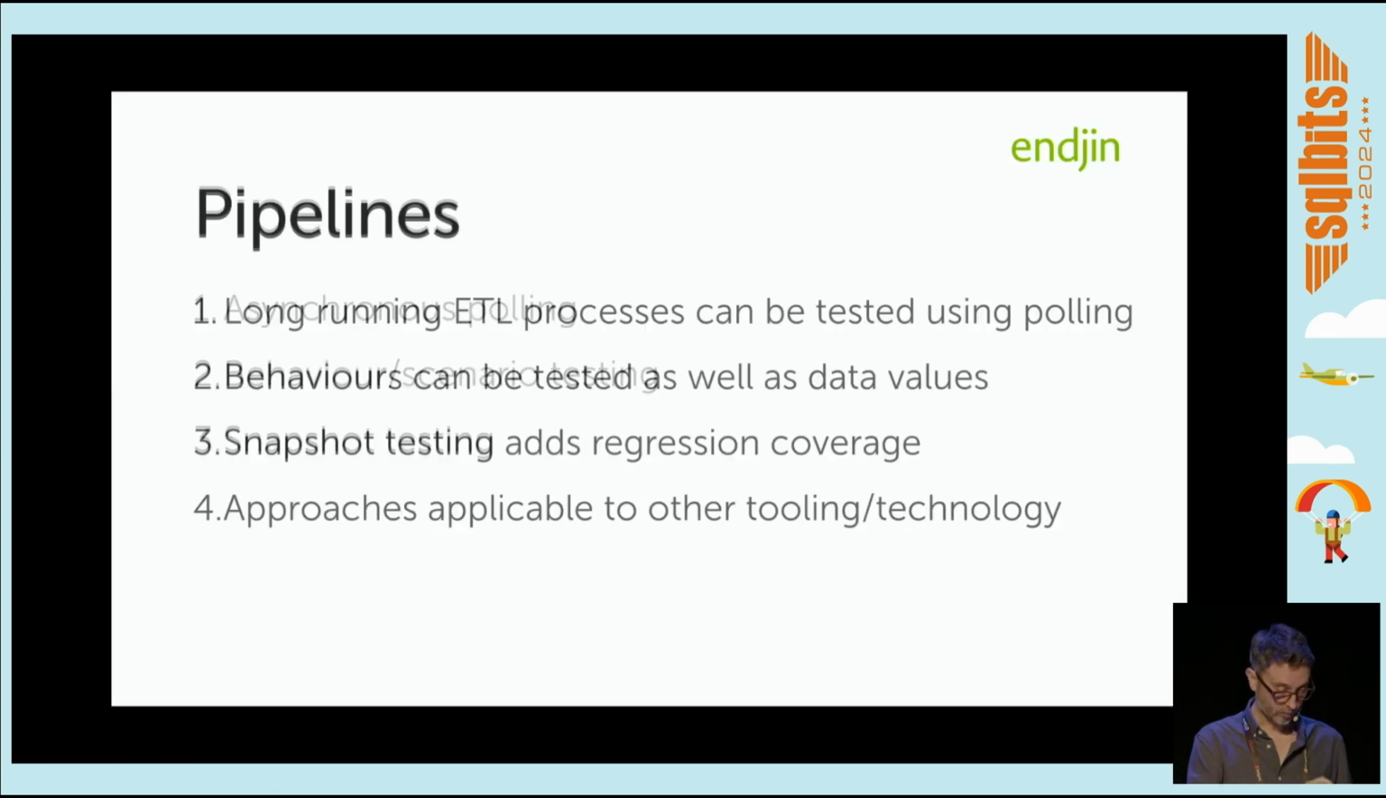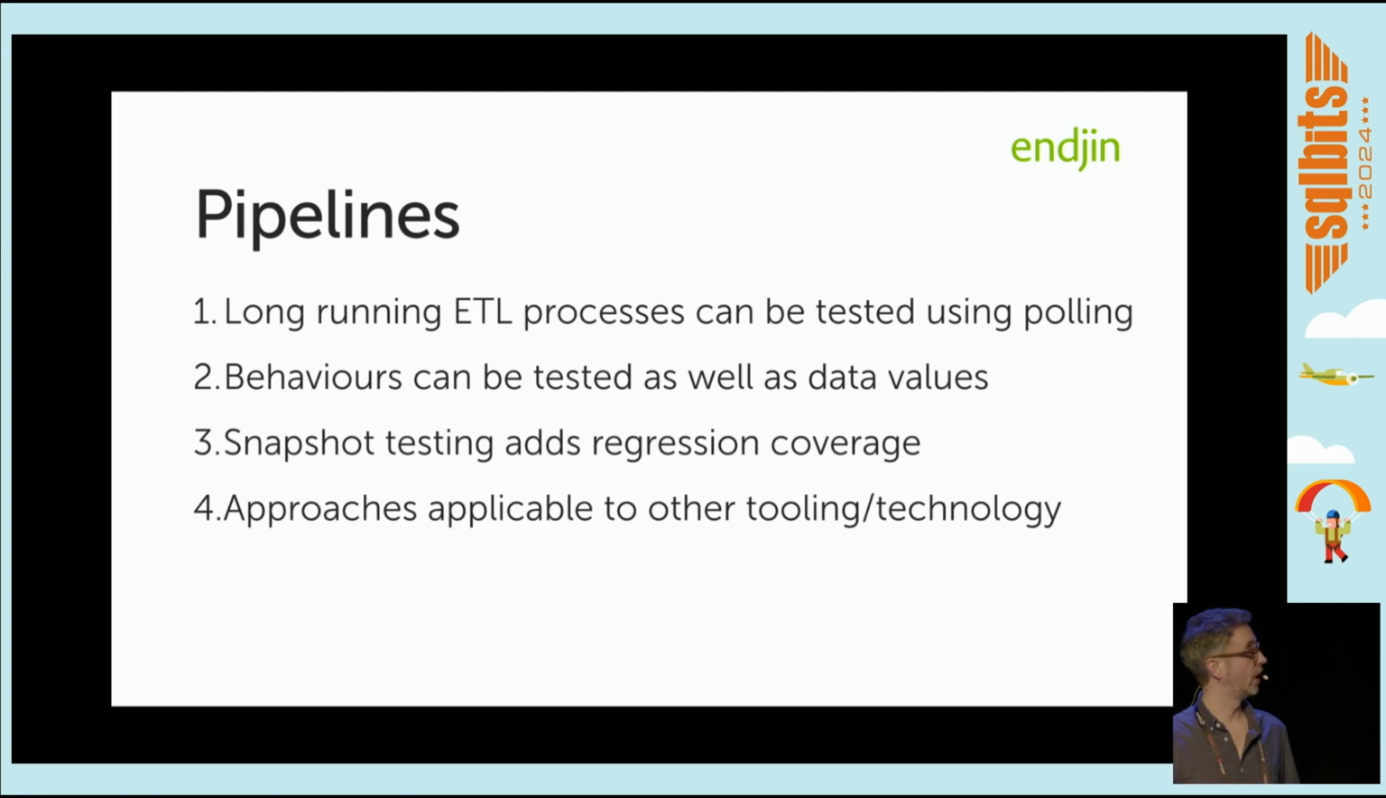So what we've seen is with pipelines, we've proved that long-running ETL processes can be tested using polling. So kicking off asynchronous jobs and polling for completion, it doesn't have to be request-response, which means you can do end-to-end pipeline testing. Behaviors of pipelines can be tested as well as data values. How does it operate under this set of conditions? Whether we're dealing with bad data or good data, or whether it's overwrites or appends, whatever it might be, we want to test those different scenarios.